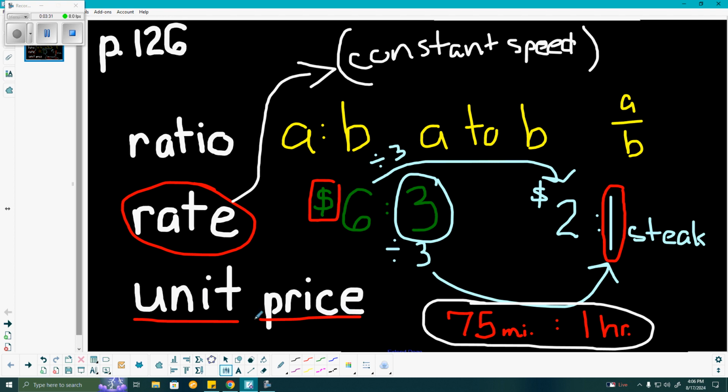The exact definition for unit price is going to be the price or cost per 1, and this can be the cost of 1 item, the price of paying per hour or per day, etc.